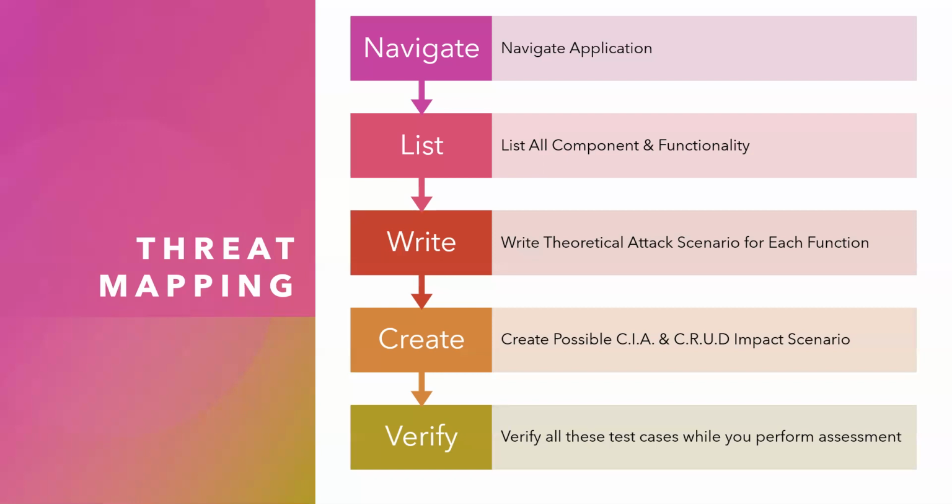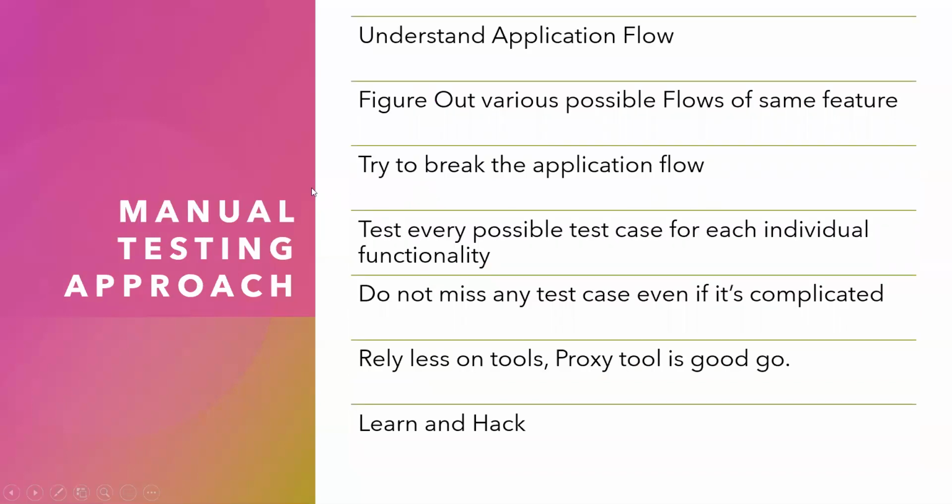So basically, if you are looking at the CRUD impact scenario and the CIA impact scenario, you can narrow down those theoretical attack scenarios for a better test plan. Now, you will have a wide set of test cases to perform in your pen testing or bug bounty assessment, whatever you're doing. Make sure that you verify all those test cases while you perform your assessment, and there will be a high chance that you won't miss anything obvious at least, right?